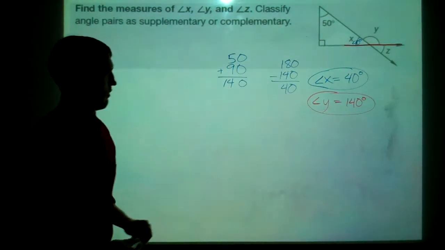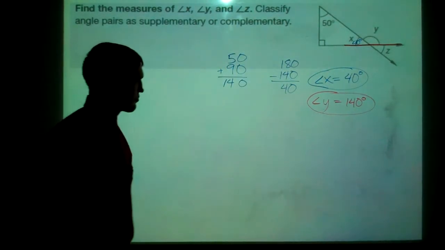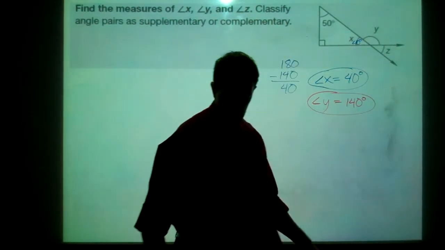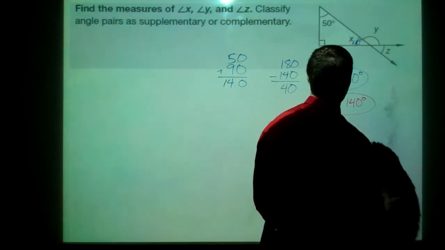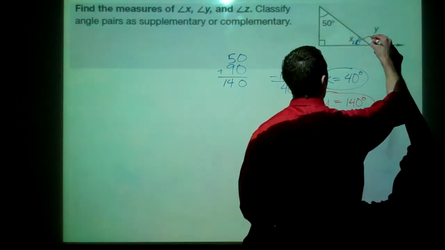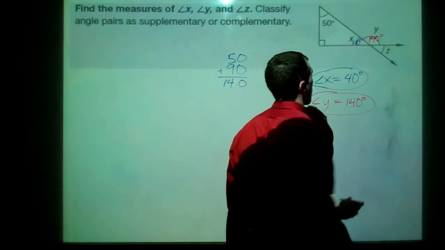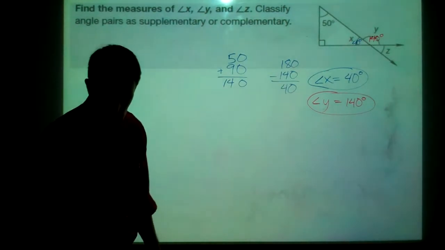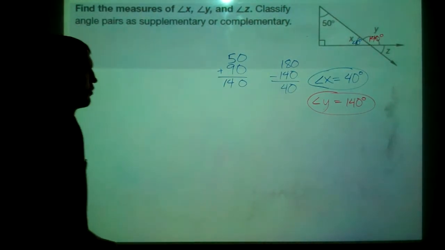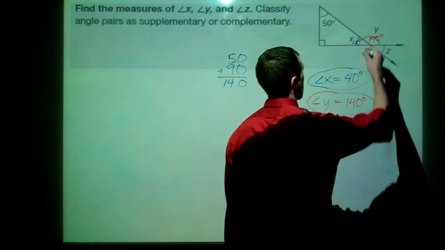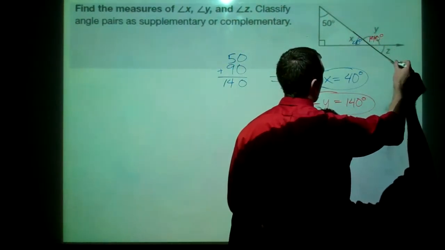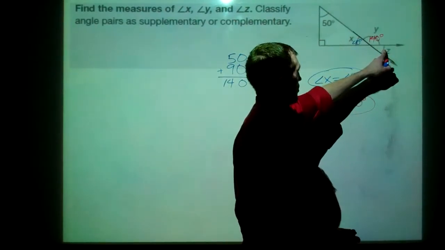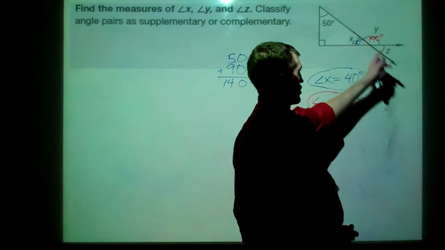Alright, and lastly, we'll look at z. A couple different ways that we could look at it. So we just said this was 140. We could look at it like this. Y and Z are supplementary. They have to add up to 180 because this is a straight line.